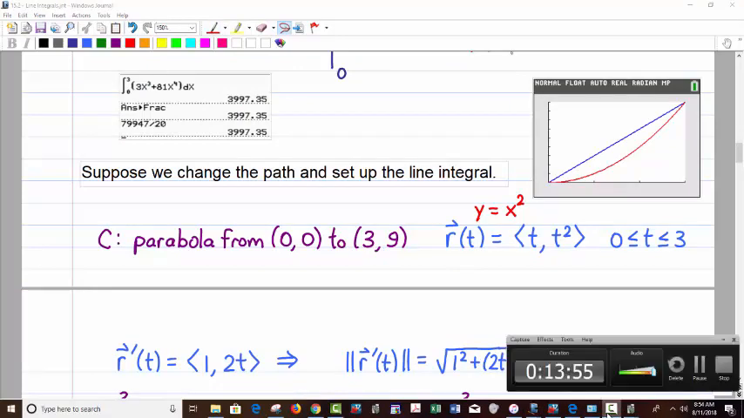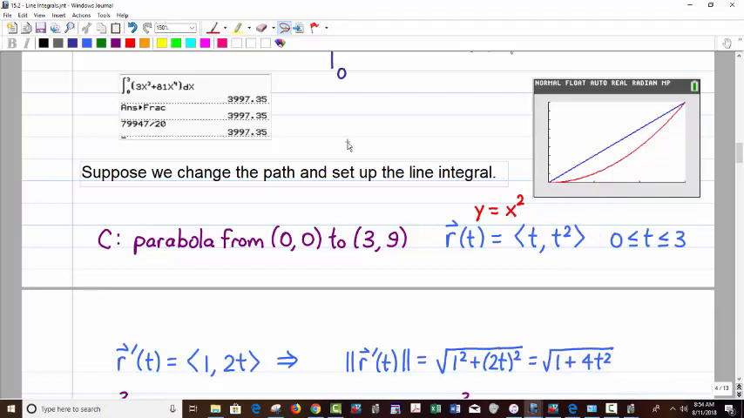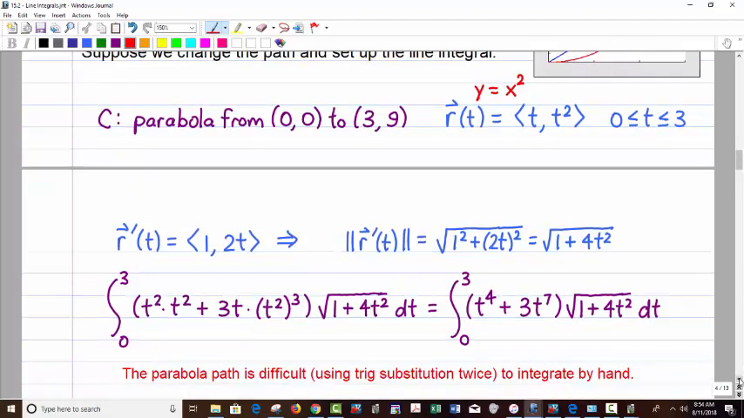Okay, I paused the video for a second because I decided I wanted to add a picture of a graph. No big deal really, but just showing the blue one was the first one, the straight line path, and then there's the parabola curve in red. So I just felt like adding that in there. Anyway, we go back to this.